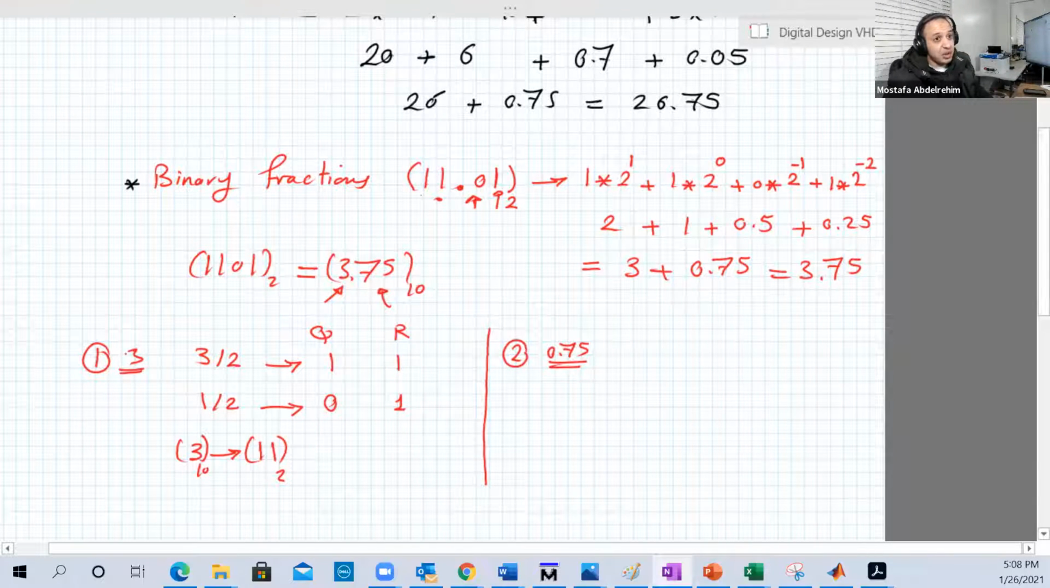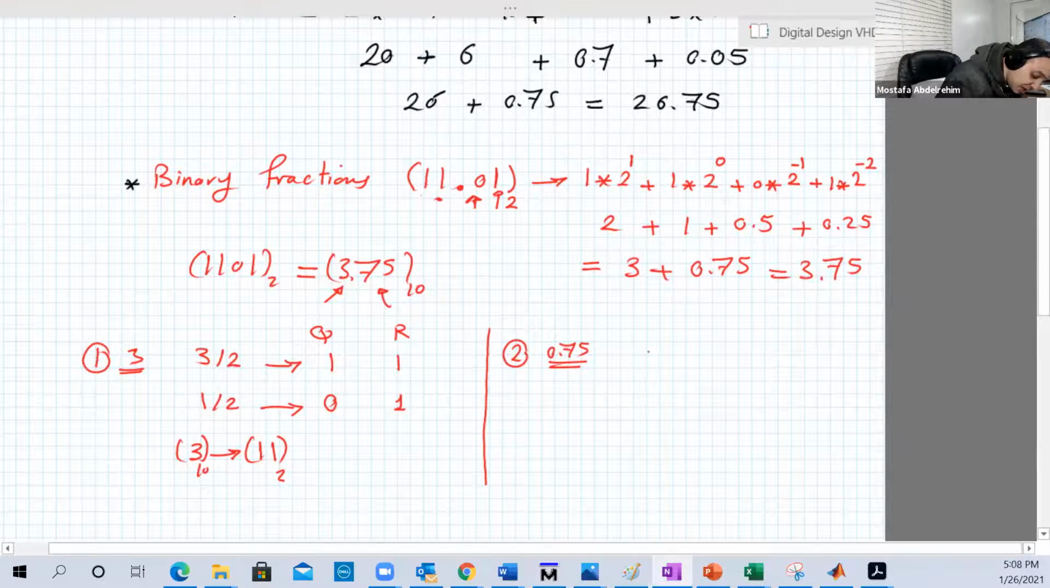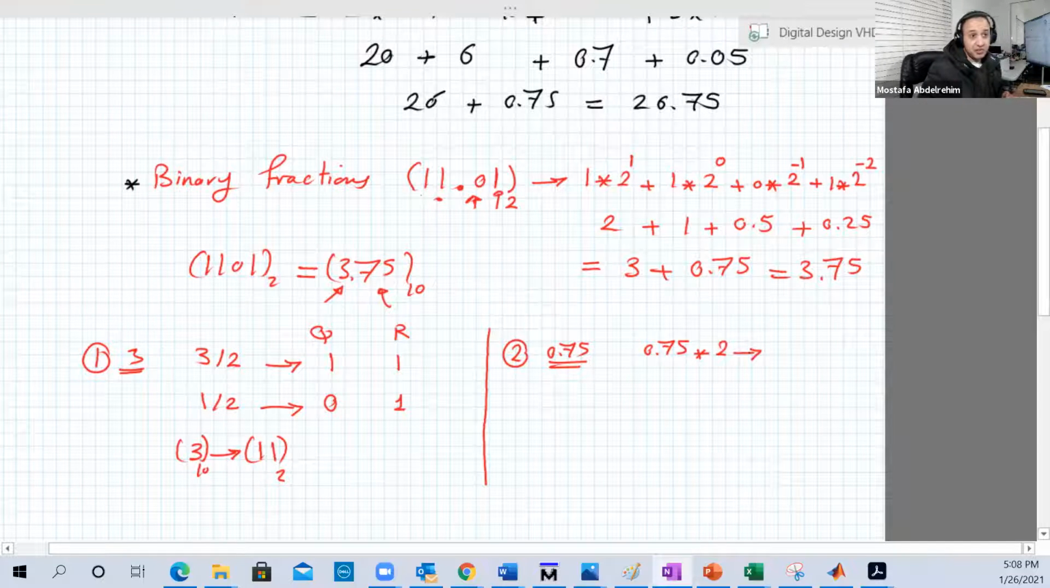And here we do something opposite. We are not dividing, but we are multiplying by 2. And we stop when we reach a number that has no fraction. Let's see that. So first we multiplied the 0.75 by 2. So this will give us 1.5.